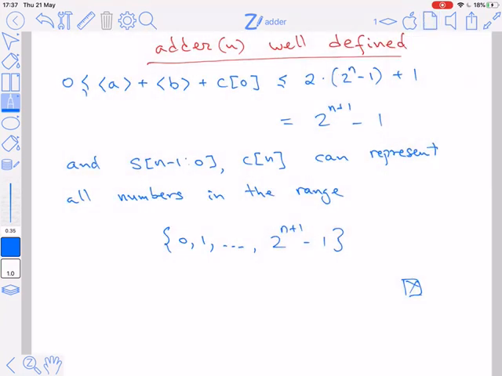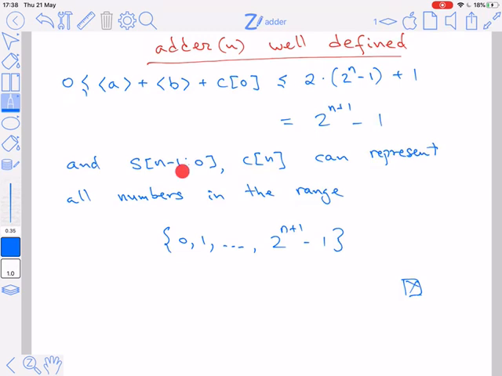The proof is very simple. Notice that the number represented by A is between 0 and 2 to the n minus 1. This follows from binary representation. Same holds for B, and C0 is between 0 and 1. So, when we add things together, we know that the sum of A plus B plus C0 is between 0 and 2 times 2 to the power of n minus 1, plus 1, which amounts to 2 to the power of n plus 1 minus 1.